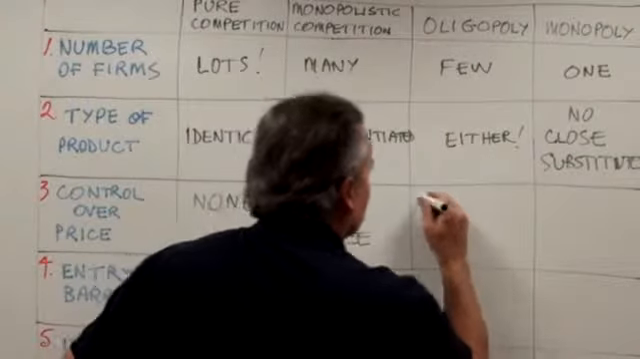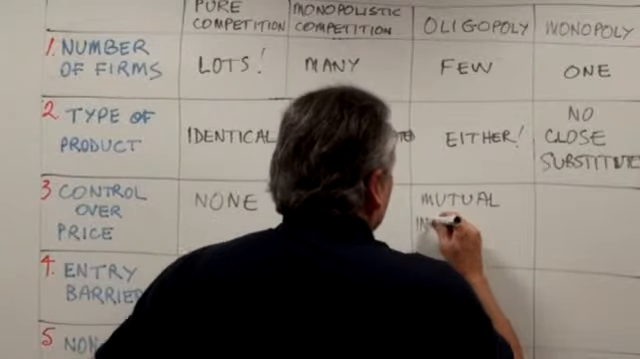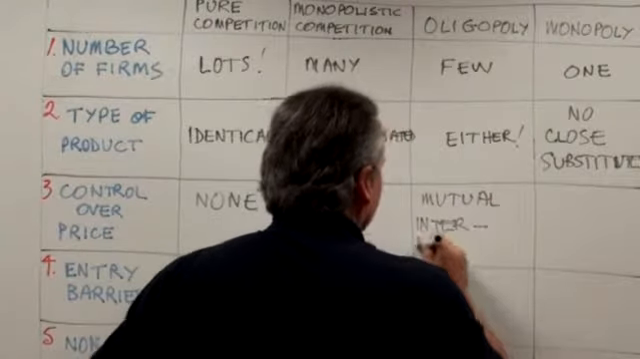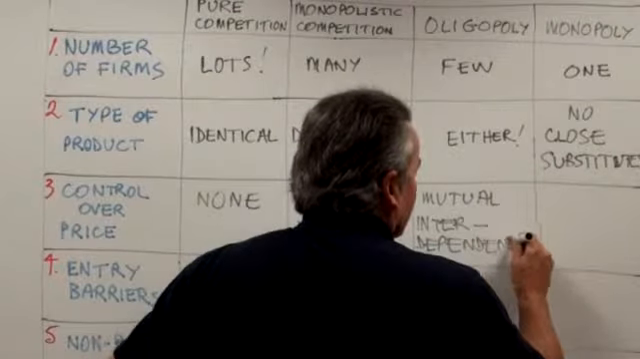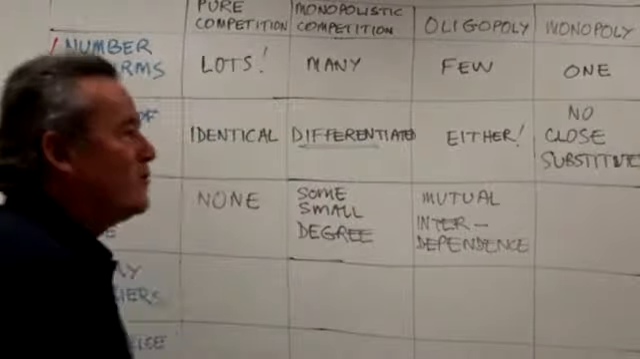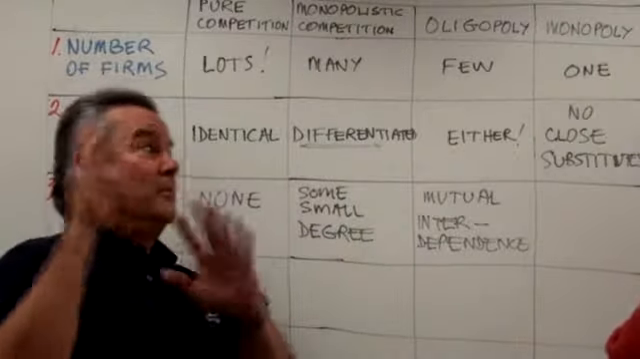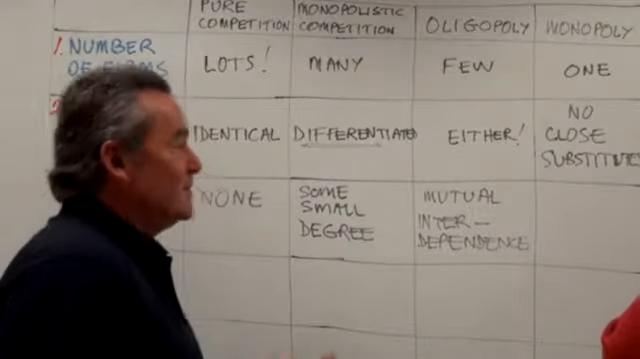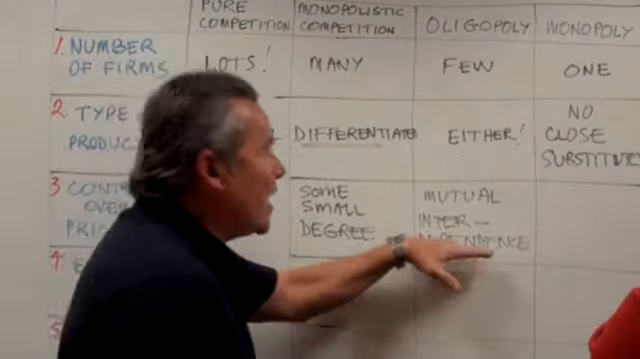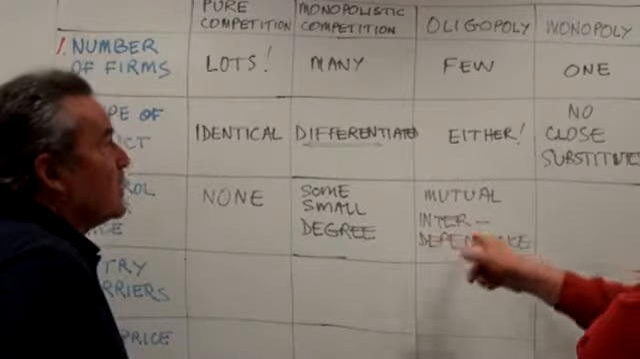Fewness, mutual interdependence. Remember? Oh God, I know, big mouthful. Interdependence, meaning your kinked demand curve, remember? Prices can be sticky, putting prices up, bad outcome, putting prices down, not a good outcome either. And you need to be aware of what your rivals are doing.